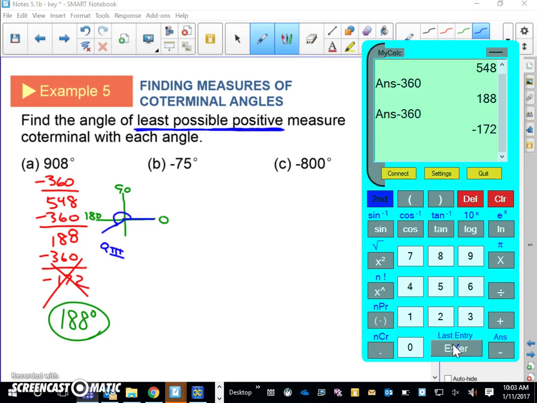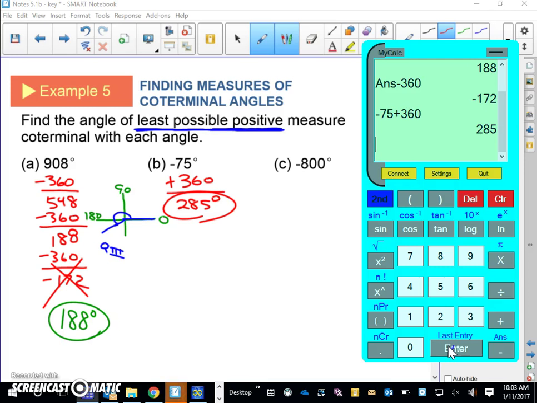So let's look at negative 75. We're doing the same thing. We want the least possible positive measure. So this time I'm going to add 360, right? Negative 75 plus 360 is 285. I don't really expect you to show that work, but that's what it is. We're getting 285 degrees. That would be the least possible positive measure that's coterminal with negative 75 degrees.